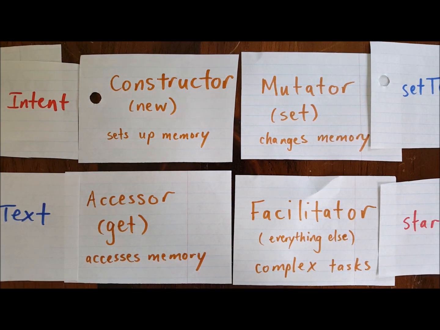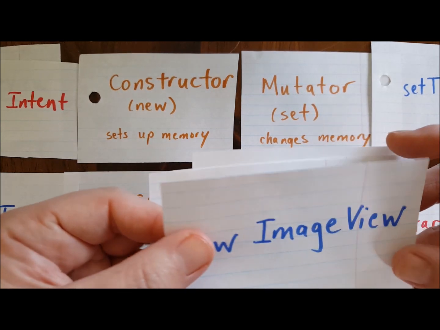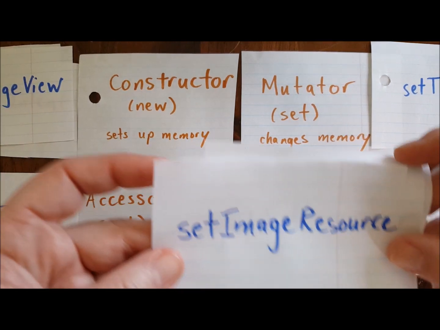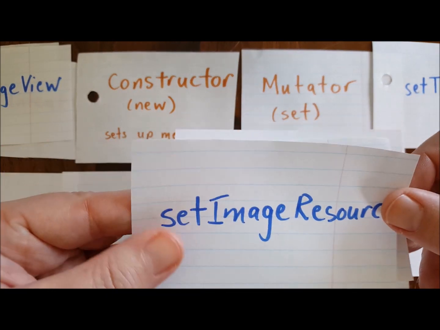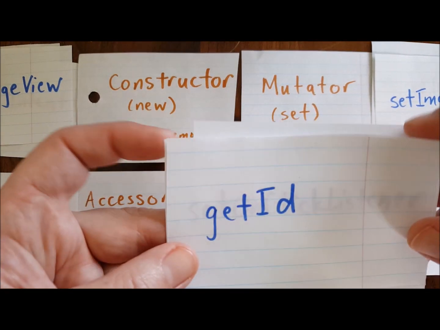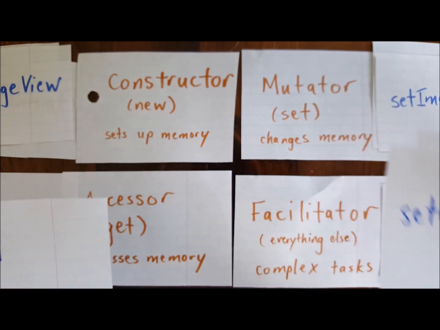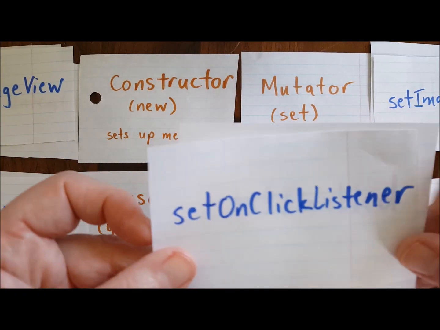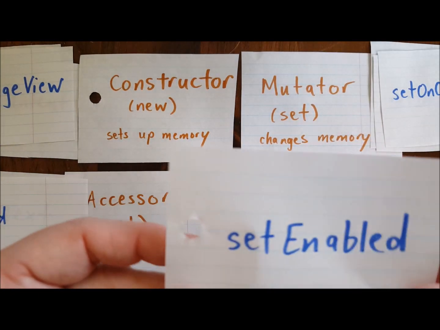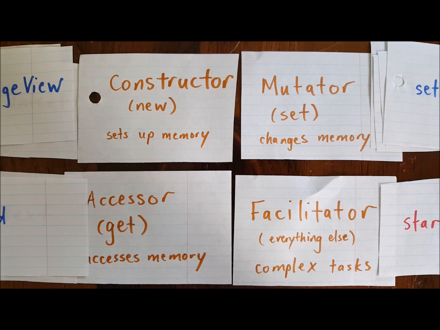All right, let's take a look at image views. All right, so we had new image view. So that is going to be, if I want to make a new image view, well, new, constructor. Set the image resource. Okay, that's a set, so that's going to change the image in our image view. Get ID. This would maybe get the ID of the thing that was clicked on. So that's going to be an accessor. Set on click listener. Set, we're going to be changing what the on click listener is. Set enabled, we're going to be changing the status of the enabledness.